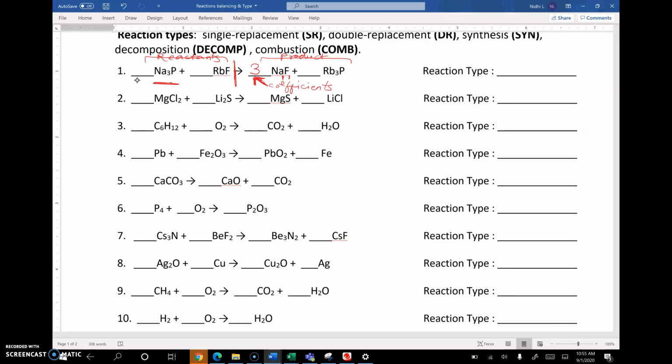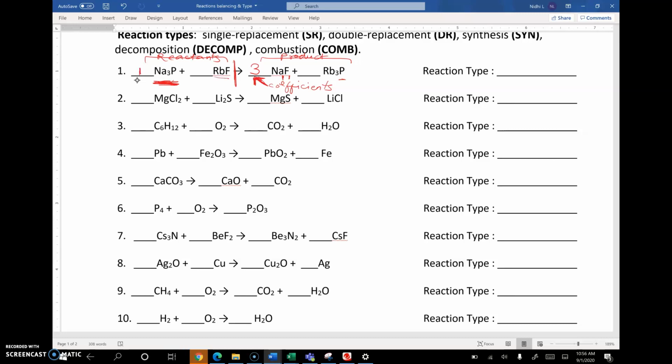Now let's completely balance this formula. We have 3 sodium here. We went ahead and put a 3 here in the product side to balance the sodium. We have 1 phosphorus in the reactant side. We have 1 in the product side. Leave it alone, you don't need to do anything for this formula. This formula is balanced. Let's go ahead and put a 1 here.